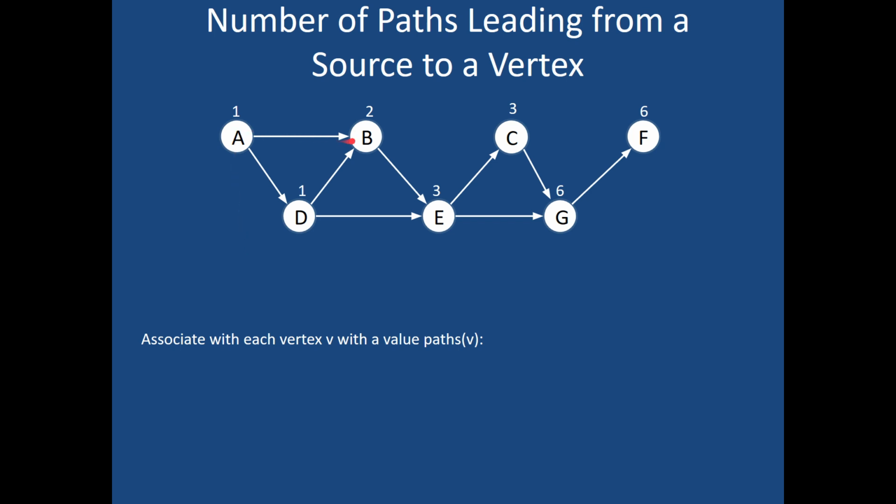You can go A, B, E, that's one of them. A, D, E, that's two. A, D, B, E, that's three. Okay? If it's a source, you know there's only one way to drive there. You have to start there. There's only two ways to get to B. You can go A to B or A, D, B. What about F down here or G? How are there six ways to get there?